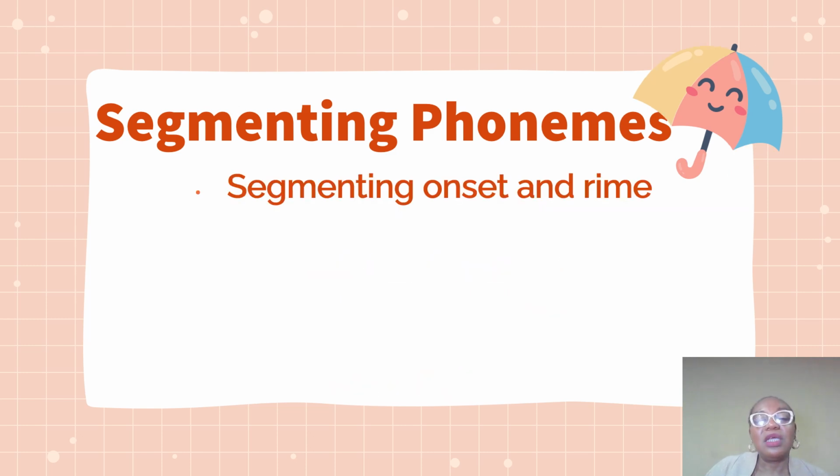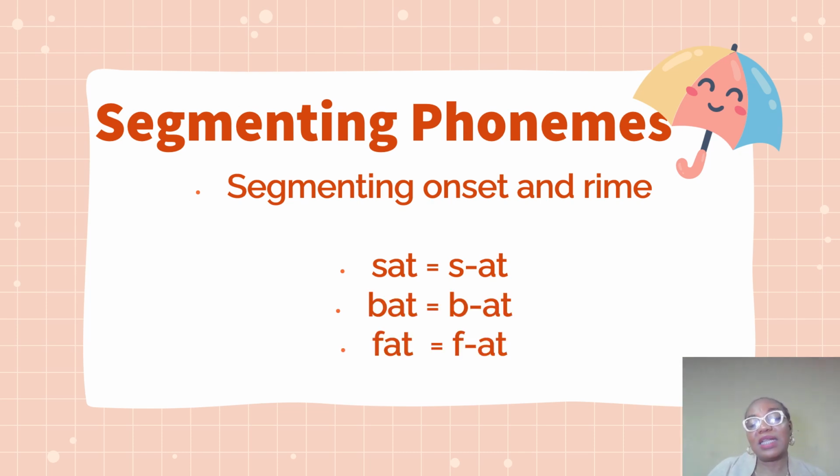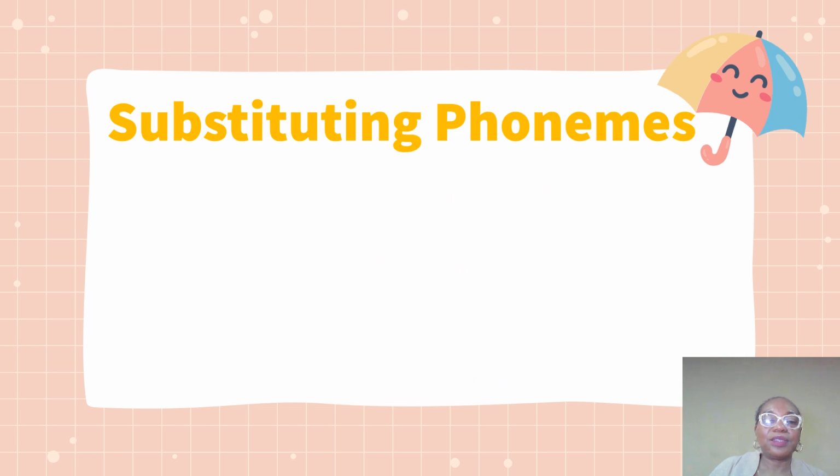Segmenting phonemes, if you're working with onset and rhyme, so you have sat, you can tell them to segment it into two. So you have s, at; b, at; and at.